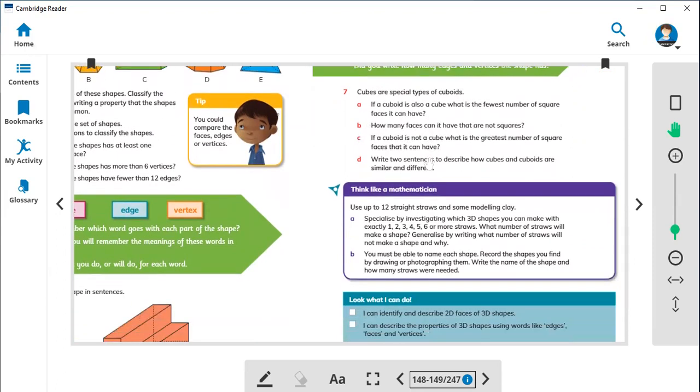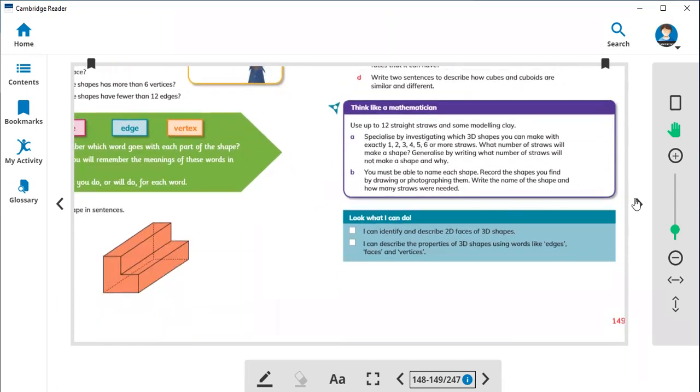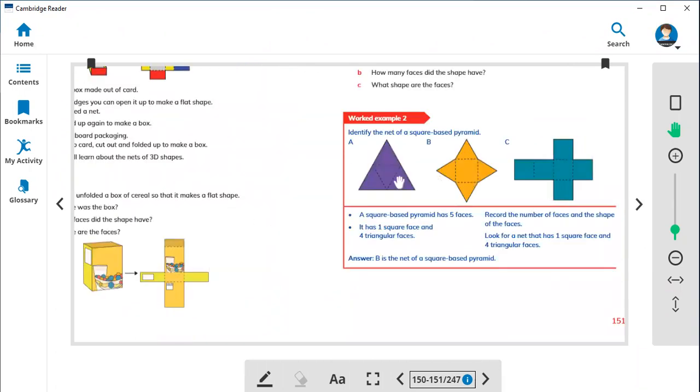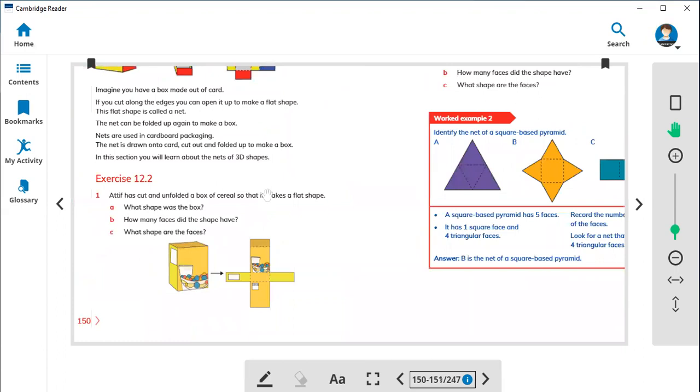If a cuboid is not a cube, what is the greatest number of square faces it can have? So obviously this will have four. Write two sentences to describe the cube and cuboid. So this is your home task. You can find it from the internet as well. But it is your task. Try to think and then write the answer.